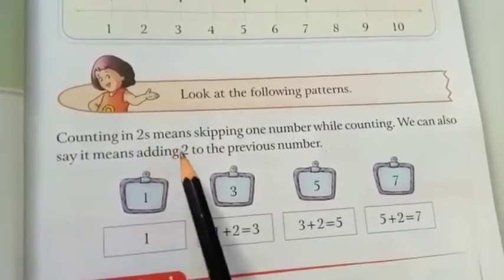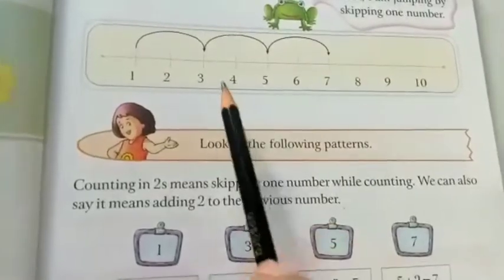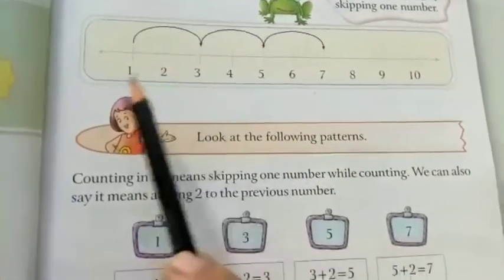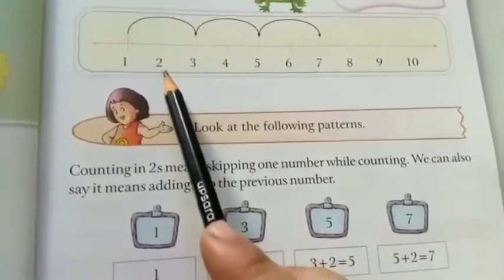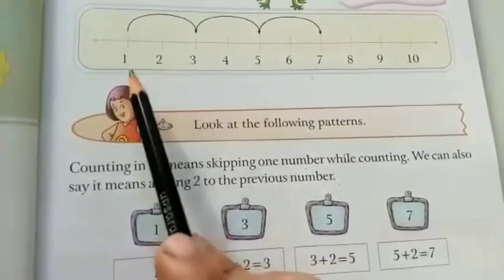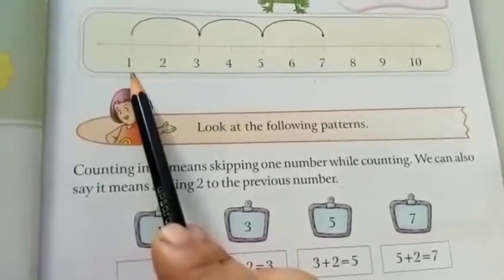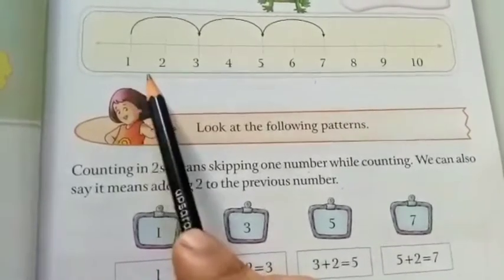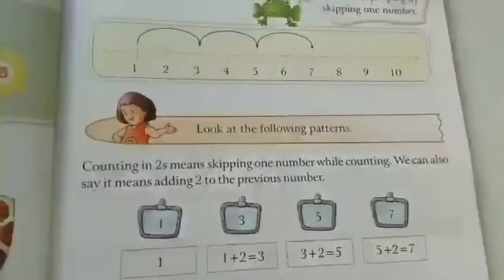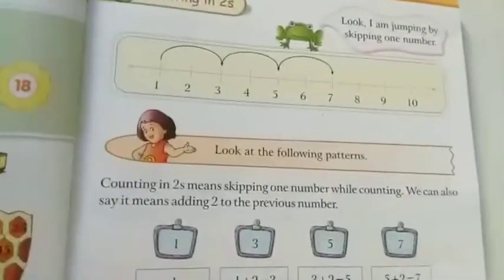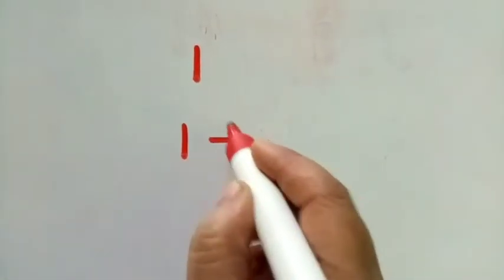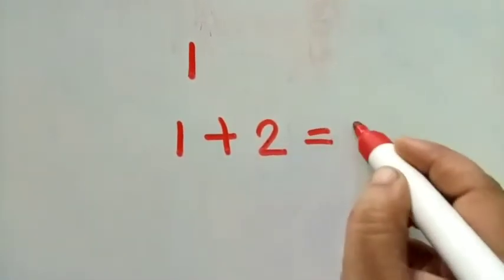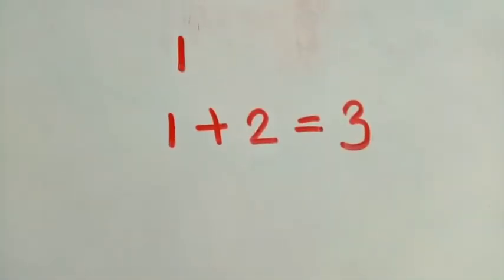एक नंबर बीच में छोड़ के आगे का नंबर करना, that is known as counting in twos. For example, 1 to 3. We have skipped 2 here. Or you can add 2 to the previous number. For example, 1 plus 2, that is 3. Counting in twos.